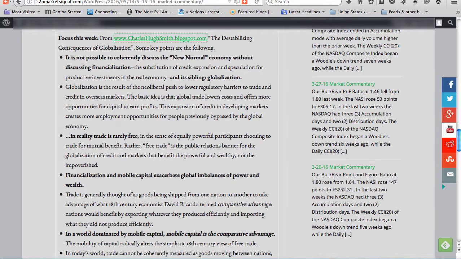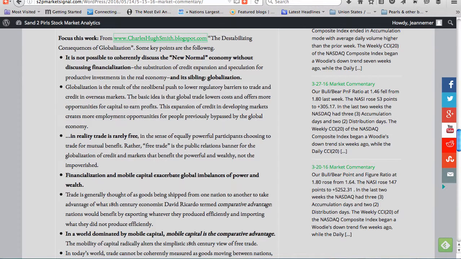Globalization is the result of the neoliberal push to lower regulatory barriers to trade and credit in overseas markets. The basic idea is that global trade lowers costs and offers more opportunities for capital to earn profits. This expansion of credit in developing markets creates more employment opportunities for people previously bypassed by the global economy. In reality, trade is rarely free, in the sense of equally powerful participants choosing to trade for mutual benefit.